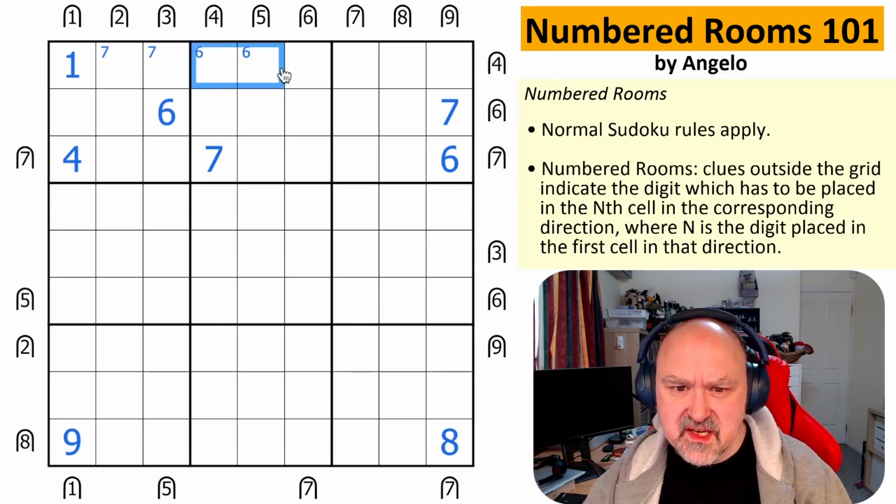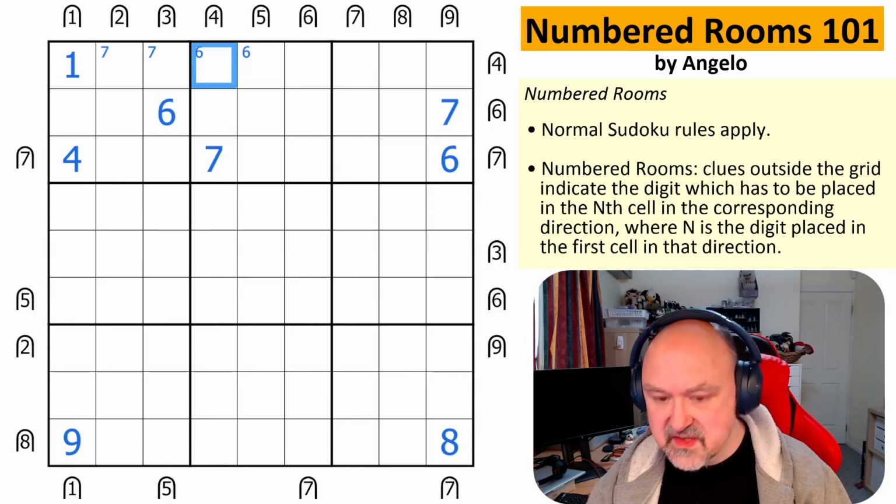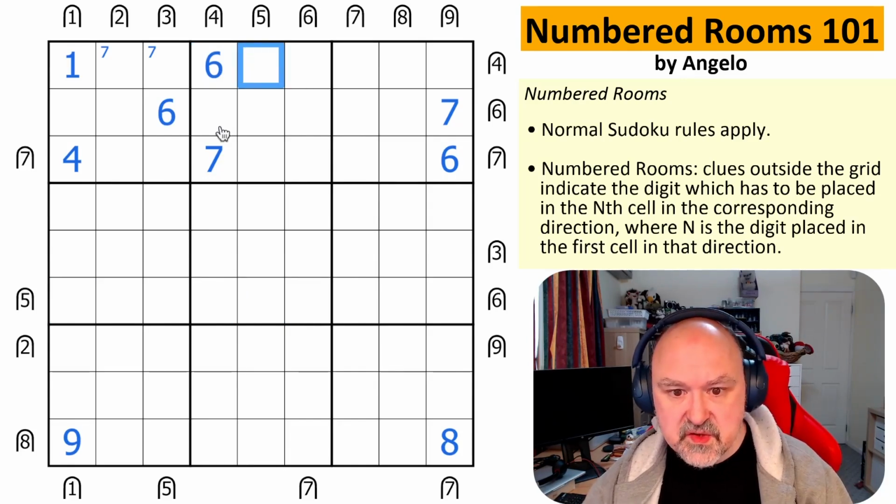So that means 6, 4 or 5 is either here. So 4 is here or 5 is here. And 5 can't be here, because if 5 was here, that would have to be 5 and there'd be 2 5s in the row. That's very clever. So if this is a 6, this is a 5, and then this would have to be a 5. So that's not a 6, that's a 6, which means this is a 4.